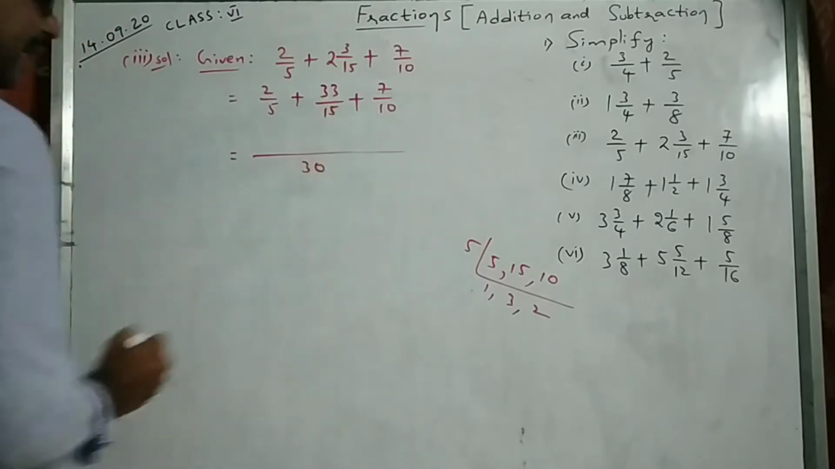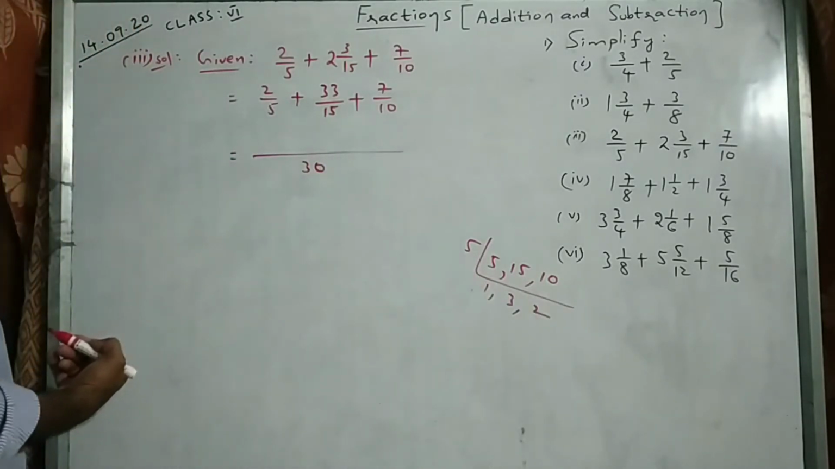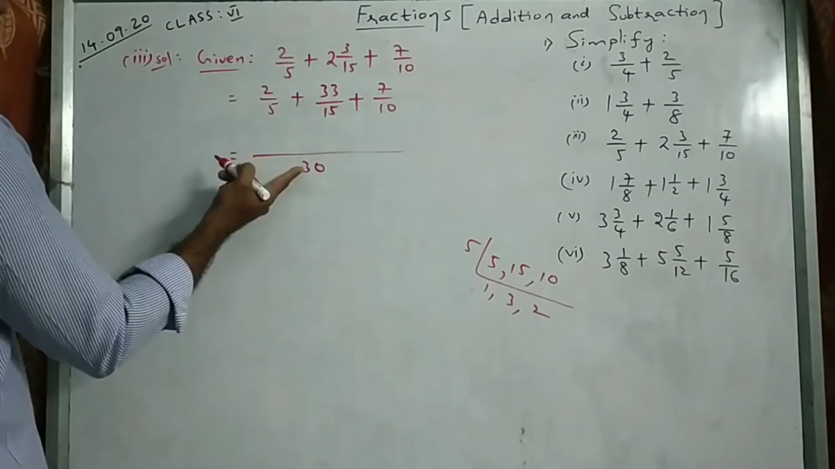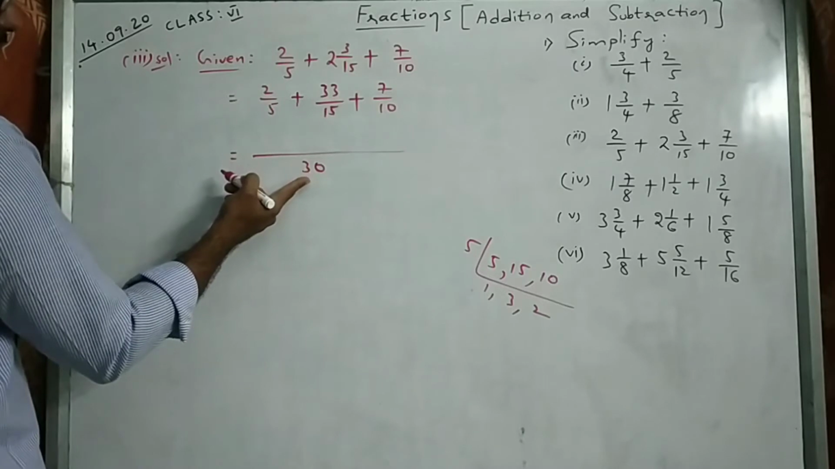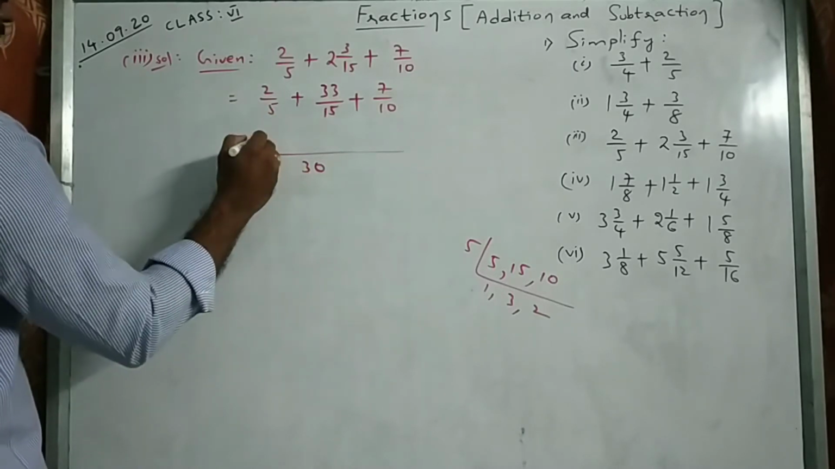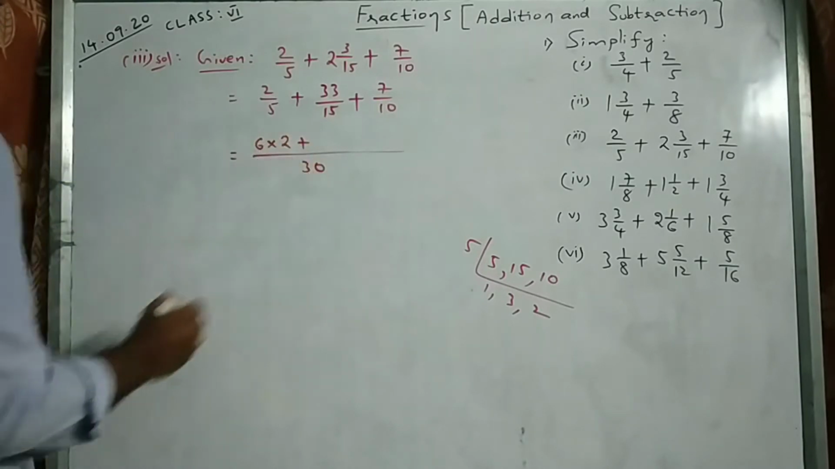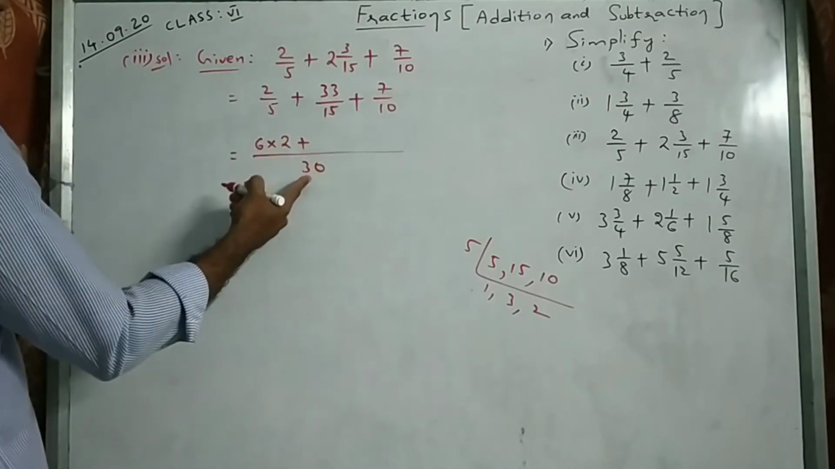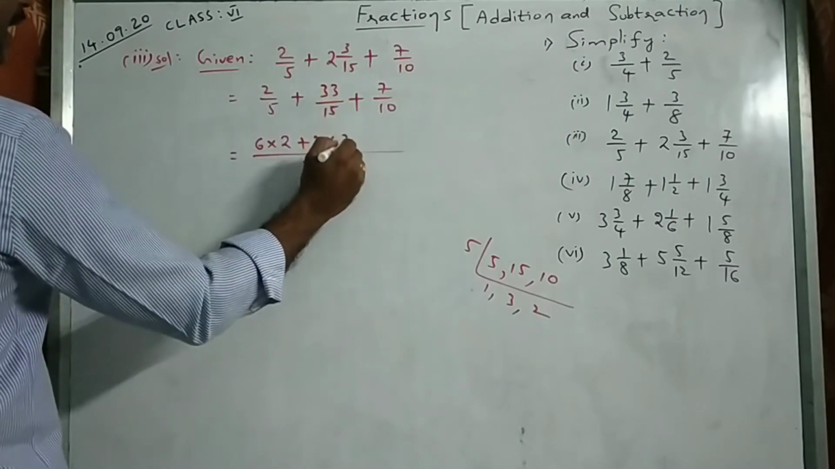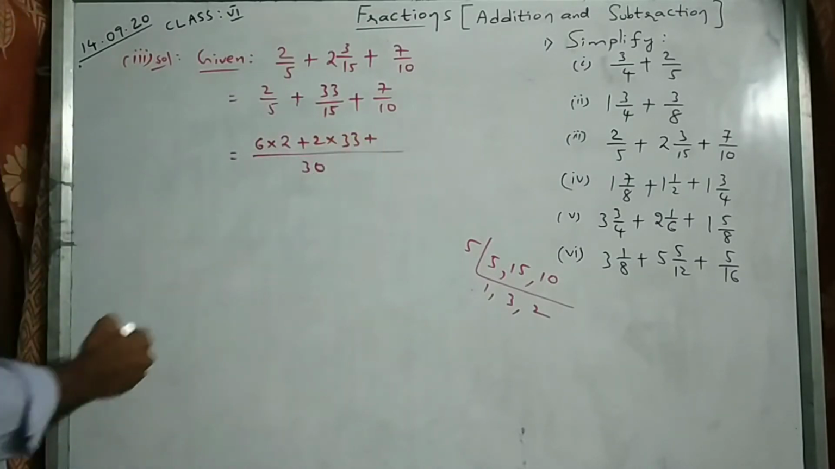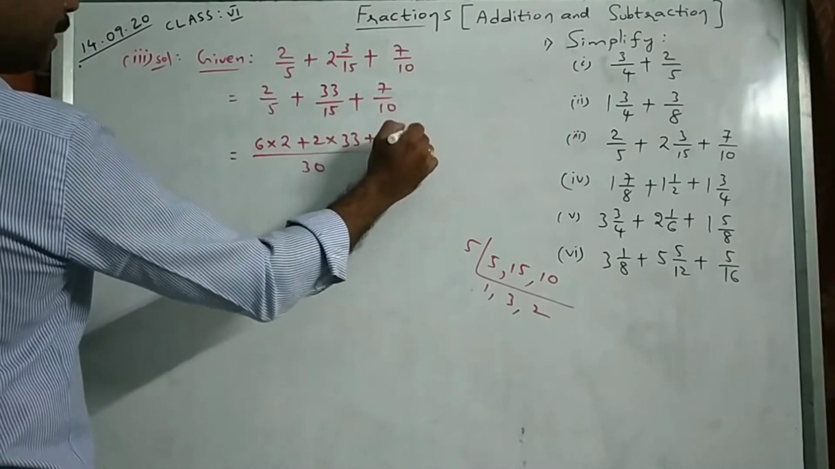I will do it directly now. 5 3s are 15, 15 2s are 30. Now 5 how many times does it go? Listen carefully. 5 6 times. 5 6s are 30, into, what is the numerator here? 2. 15 how many times? 2 times. 2 into, what is the numerator? 33. Plus 10 how many times? 3 times. Into numerator 7.